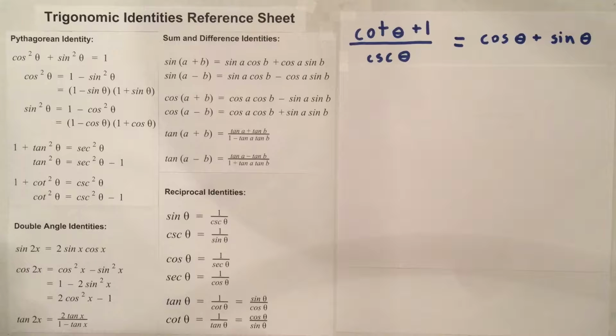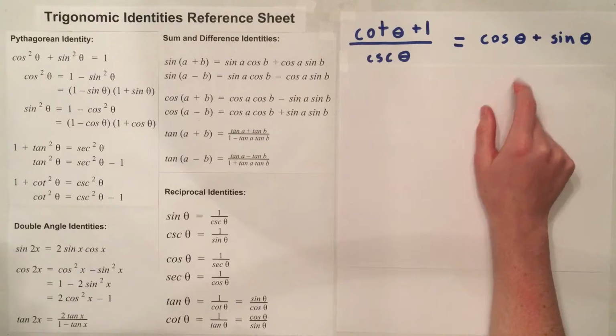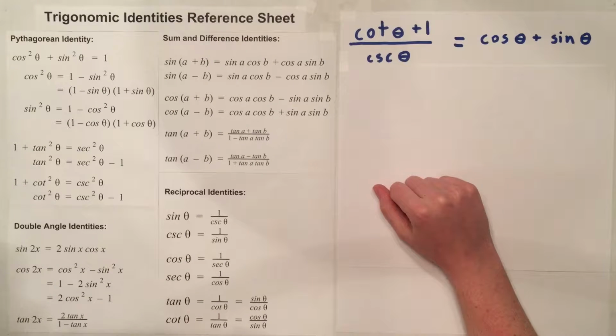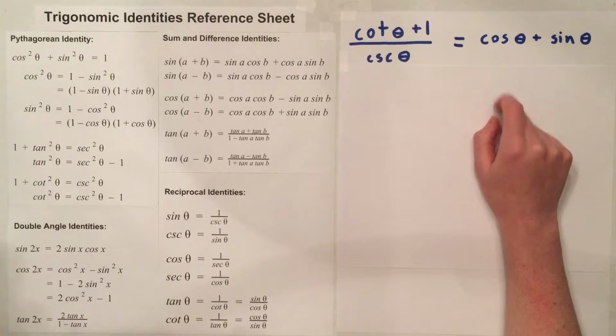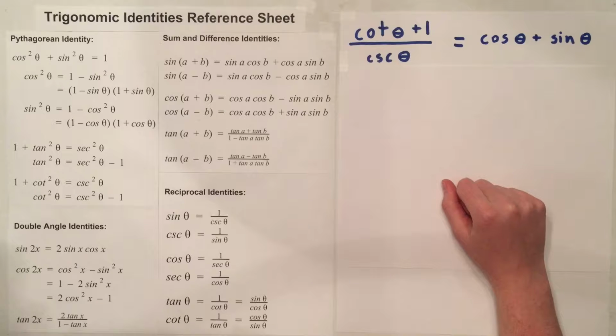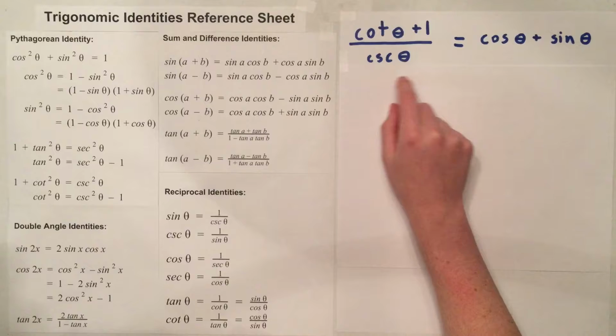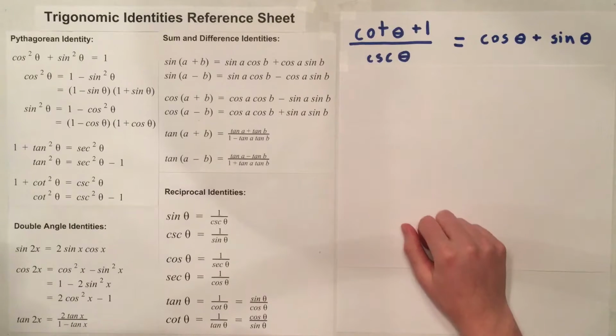Now, I'm going to begin this problem. I'm trying to make the left side of the equation match the right. I notice that the right side of the equation has a sine and a cosine in it. So, I'm going to start the problem by trying to substitute some sine and cosines into the left.